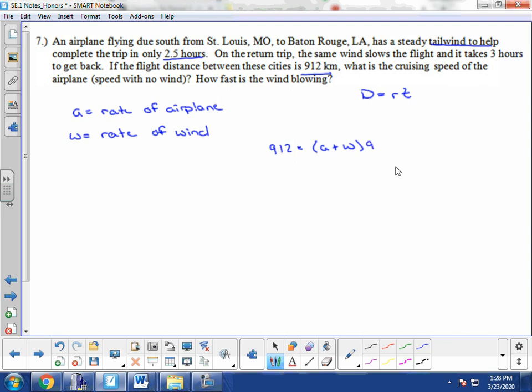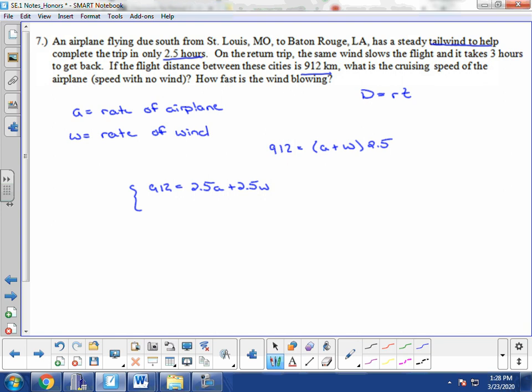And it's taking 2.5 hours. So if I simplify this equation, I'm going to write it over here for my system. If I simplify this equation, 912 equals 2.5A plus 2.5W.